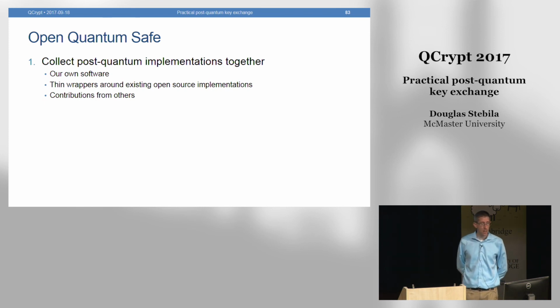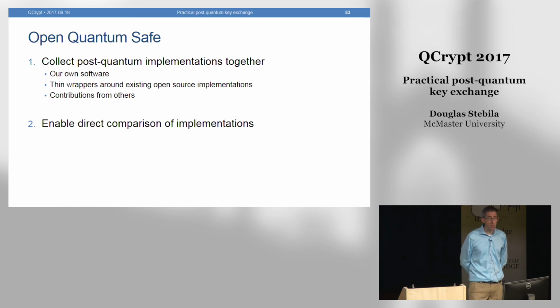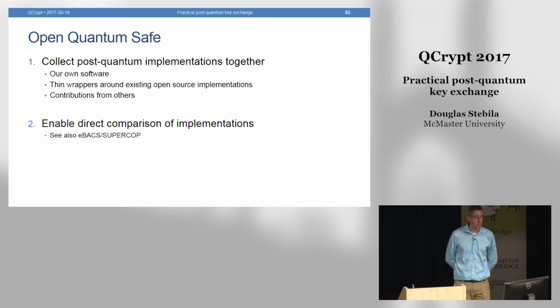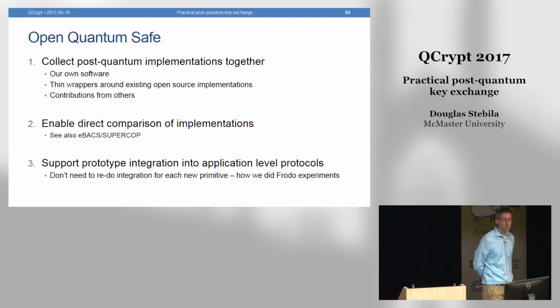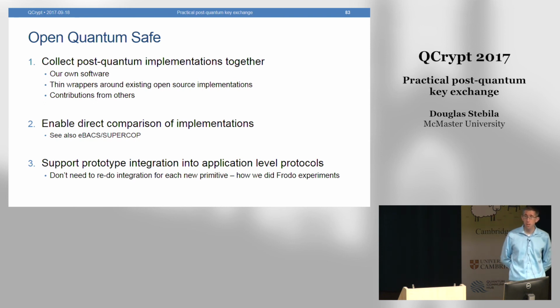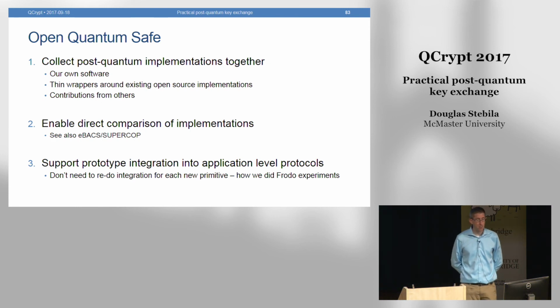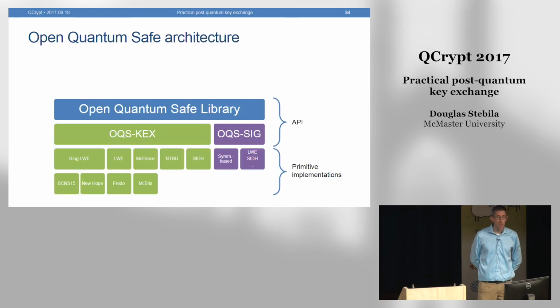And the goal of this library is twofold. We want to be able to enable direct comparison of implementations, similar to the eBACS or SUPERCOP benchmarking system. But we also want to be able to support testing of these implementations in other software. So we're able to do prototype integrations of these algorithms very easily into application-level protocols. And because we're using a common API, people can reuse our library to test out new algorithms in software. And that's how we did the experiment I showed you on the previous slides about throughput, as well as some other timing experiments.